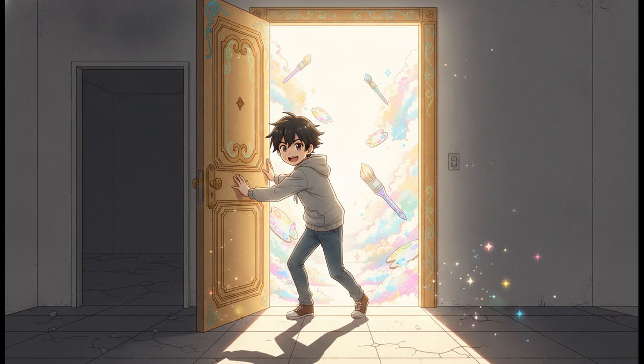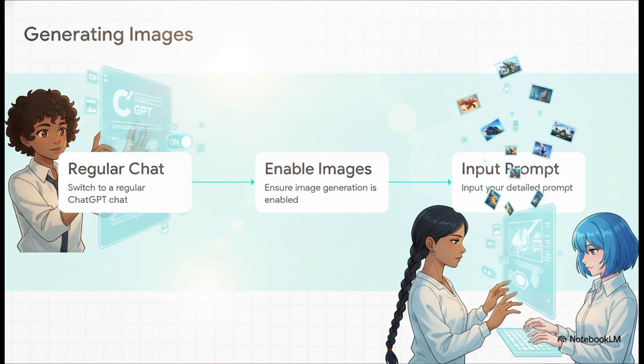Moving on to Section 2, the key to the kitchen. So, how do we fix this? Well, it's easy. If you switch to a regular ChatGPT chat with image generation enabled, you unlock the whole system. Here's your simple 3-step action plan. First, get out of that temporary environment and open a regular chat. Second, double-check that image generation is actually turned on. And third, once those are good to go, you are finally ready to input your prompt. You just bypass the technical roadblock entirely.